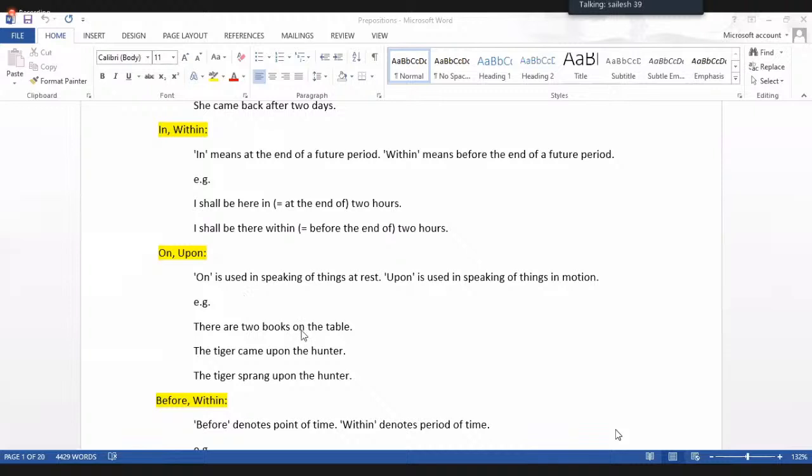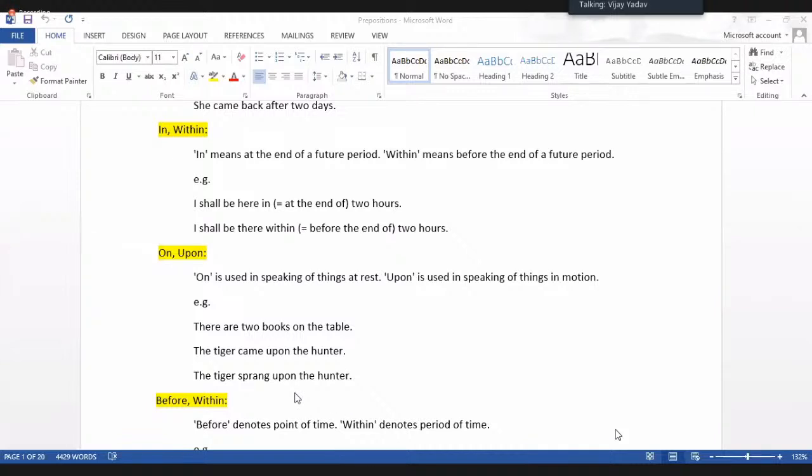For example, there are two books on the table. So on the table, that is, lying on the table, two books. So we use on the table. But here, the tiger came upon the hunter. You can't write the tiger came on the hunter. No. We use on if something is attached, if something is lying on the surface of another thing, if something is hanging on the surface of another thing. Then we use on, but we use upon for motion.